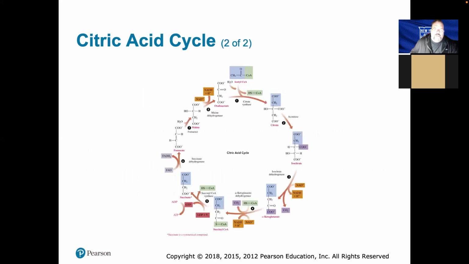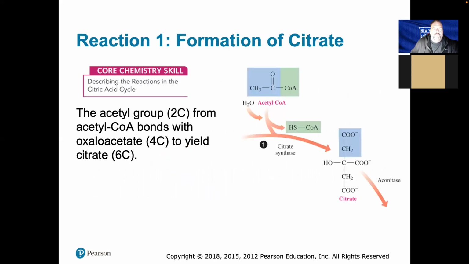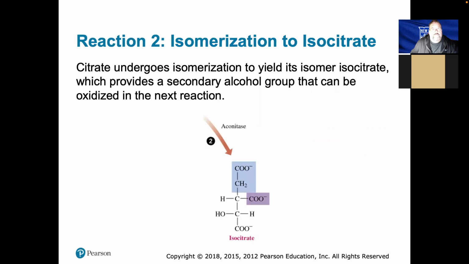All right. So here's an outline of the citric acid cycle. And again, you don't have to know this entire diagram. You don't have to know it. All right, so we'll just go through it pretty quickly. So the acetyl group, 2 carbons from acetyl coenzyme A, bonds with oxaloacetate, 4 carbons, to yield citrate, 6 carbons. Citrate undergoes isomerization to yield its isomer isocitrate, which provides a secondary alcohol group that can be oxidized in the next reaction.